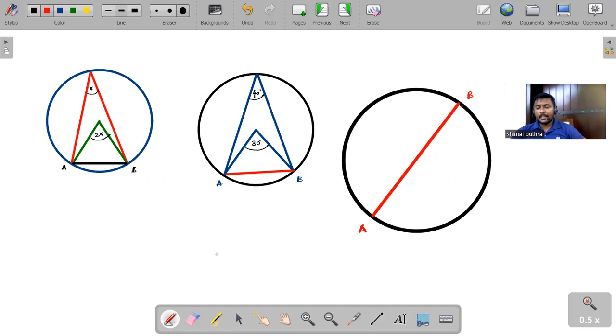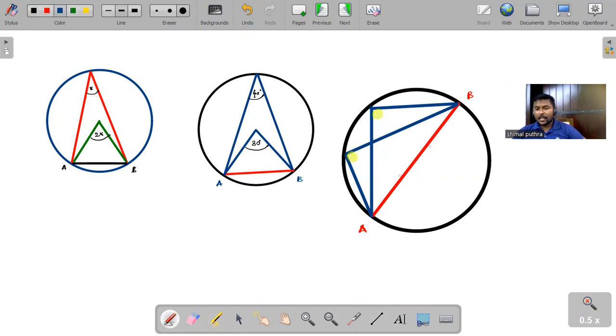If the base is a diameter, I will create the angle by using the same chord, and I will create another one. This is also another chord. Yes, that is also the same theory. This angle and this angle are equal. But I have to say something for you.